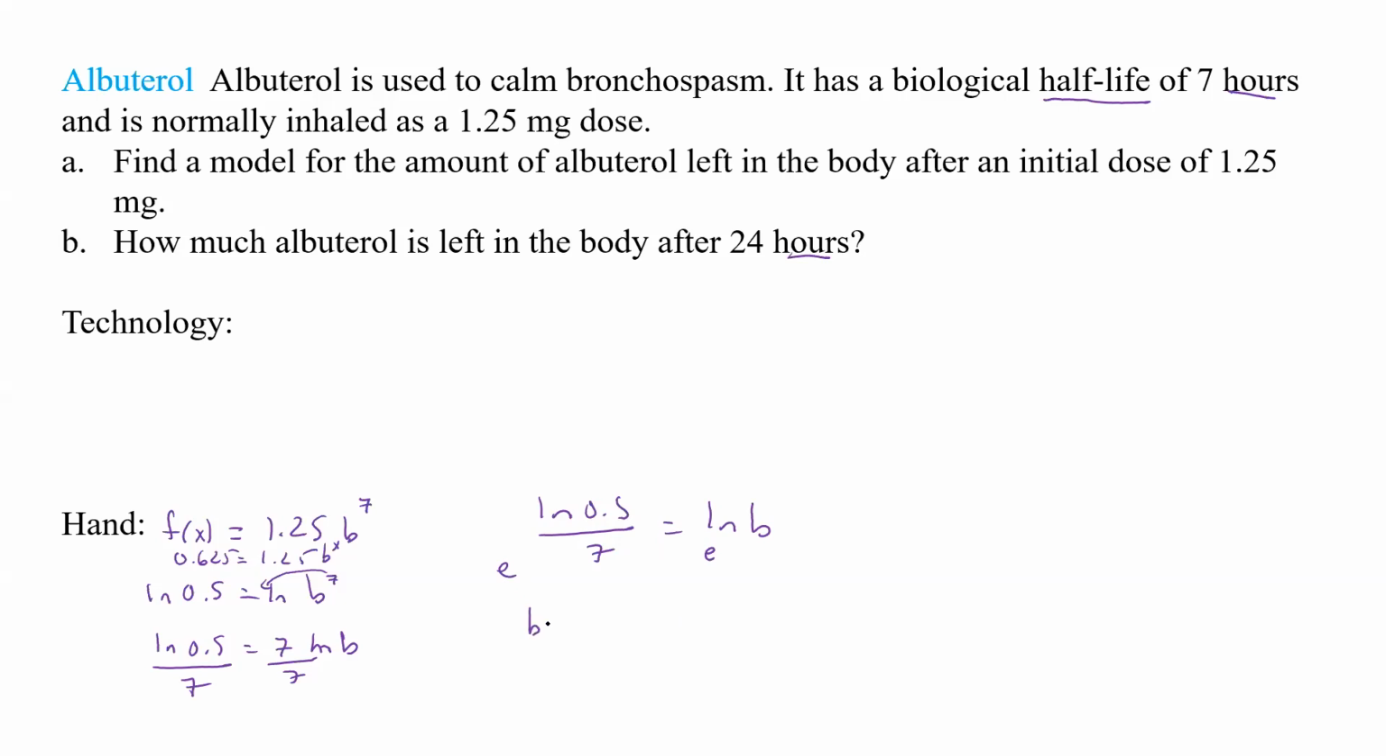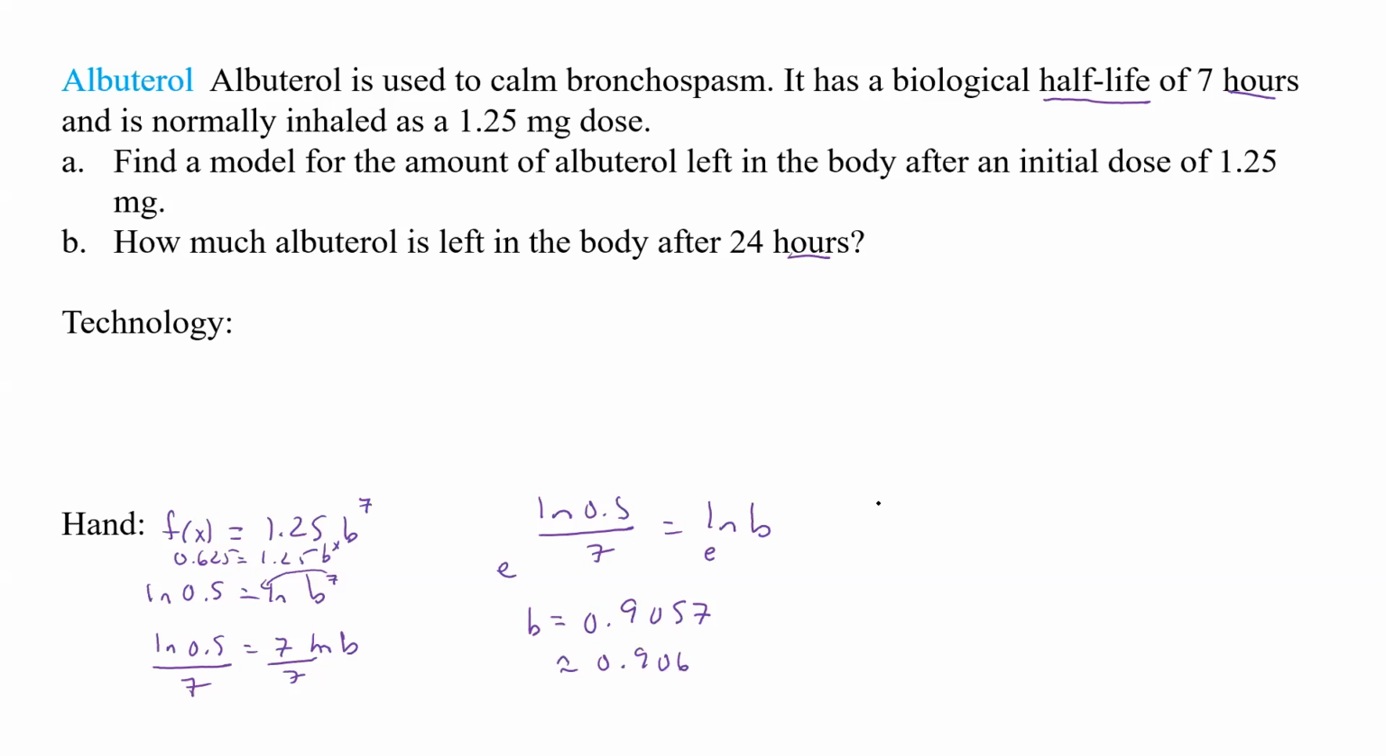Now we have to take e to both of those again like we did last time. And so when we do that, b is going to equal, and now I'm just going to type that on my calculator without having to go back and forth, e raised to the ln of 0.5 divided by 7. And so when I do that, I get 0.9057, or if we're doing 3 places like we have been, 0.906. Okay. So that's what b is.